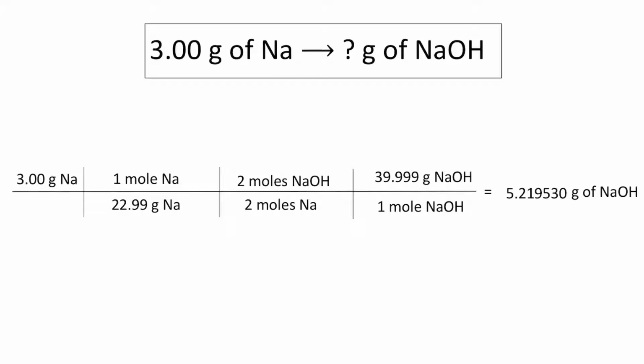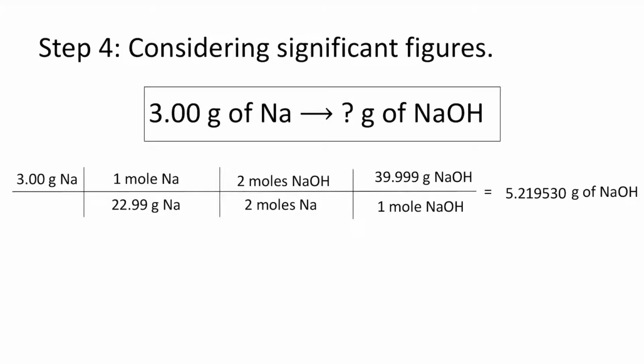5.219530 is what I got. And don't forget to consider significant figures. We have 3.00 grams of sodium, which has 3 significant figures. So our answer also needs to have 3 significant figures, and that is called theoretical yield. So we have 3 grams of sodium, and through our calculation, we expect to get 5.22 grams of sodium hydroxide after the reaction is done.